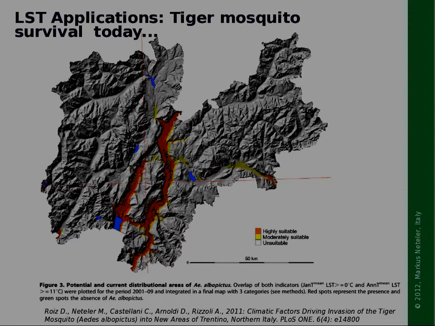Here are some results. The tiger mosquito as of today for a small area in northern Italy, the province of Trentino, using the different indicators we have described before. We see 3 different areas: highly suitable, moderately suitable and unsuitable, and the points in the map are trap data, and you can see there's quite some correspondence, but you can also see that it is a potential distribution map. This map has been published 1 year ago. Meanwhile the spread has been ongoing and more records have been obtained so far.